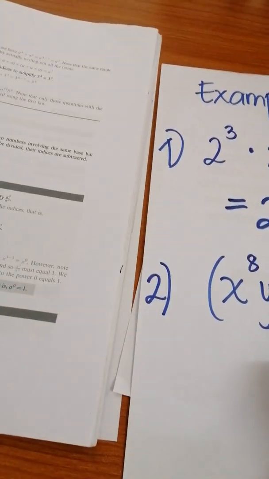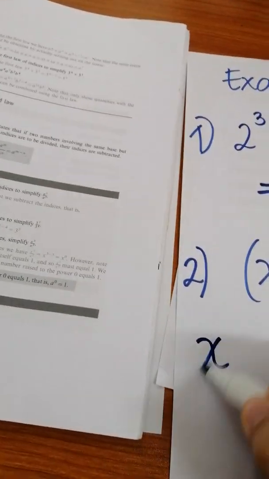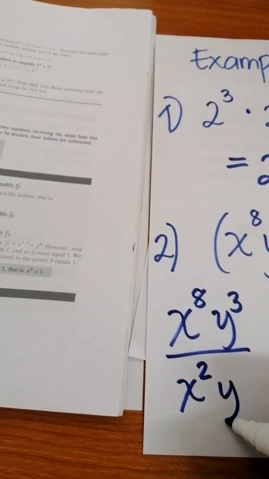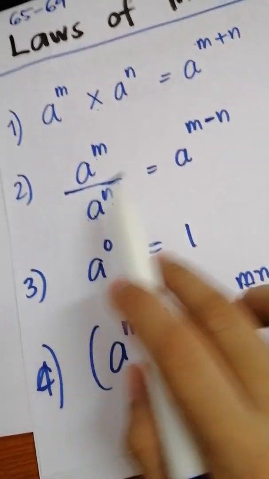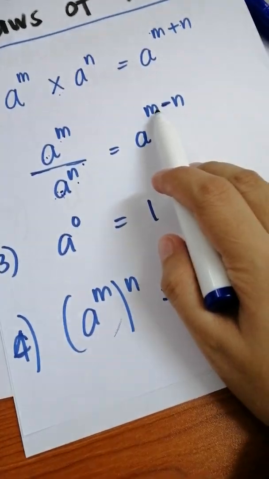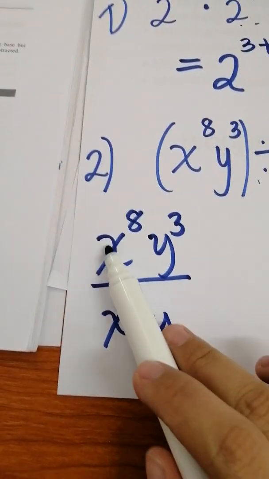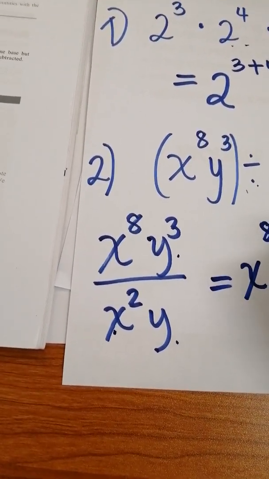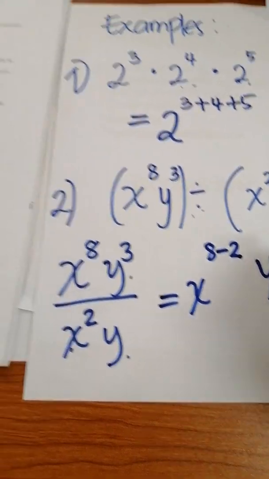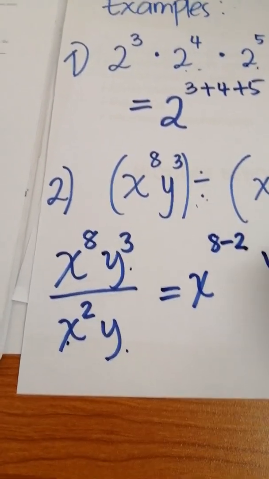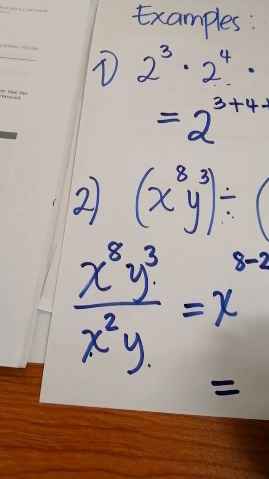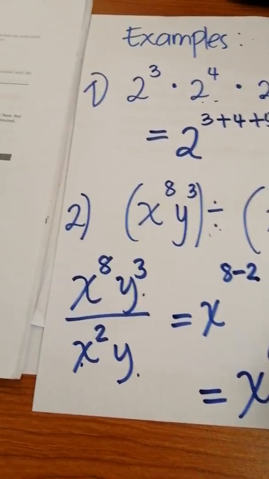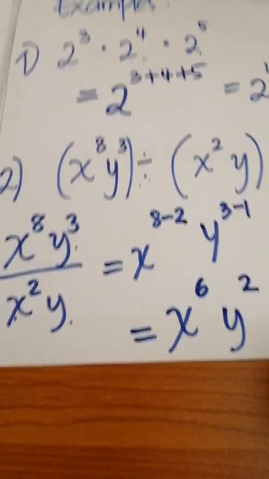Now, here the operation is division. So we could write x power 8, y power 3 divided by x squared, y. If it's division, for those similar bases, we can subtract the powers. So we have x and x, we have y and y. So this will be x power 8 minus 2, y power 3 minus 1. If there is no power, it means 1. So the answer is 8 minus 2 is 6, 3 minus 1 is 2. So this is now your final answer.